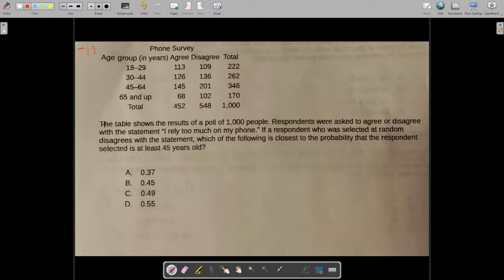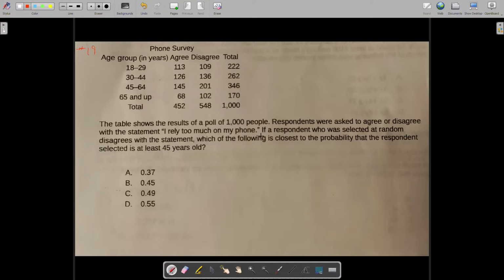So, the prompt says, the table shows the results of a poll of 1,000 people. Respondents were asked to agree or disagree with the statement, I rely too much on my phone. If a respondent who is selected at random disagrees with the statement, which of the following is the closest to the probability that the respondent selected is at least 45 years old?